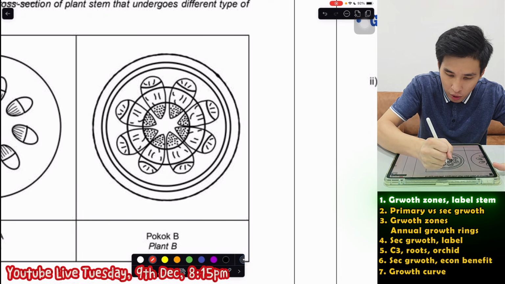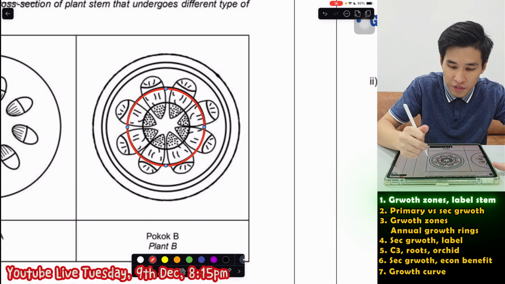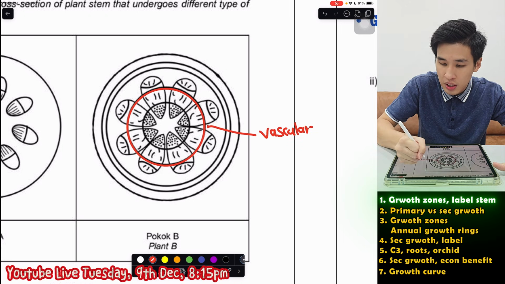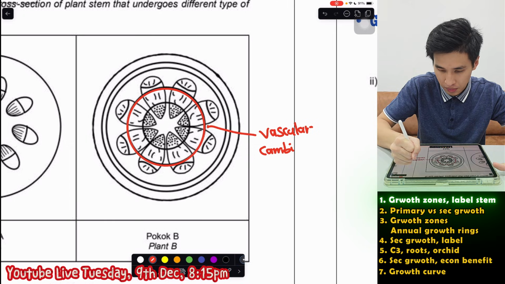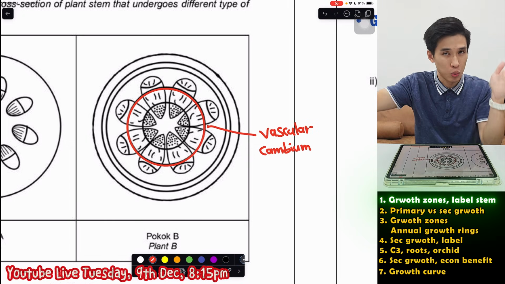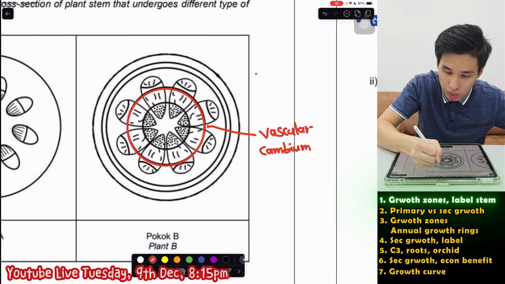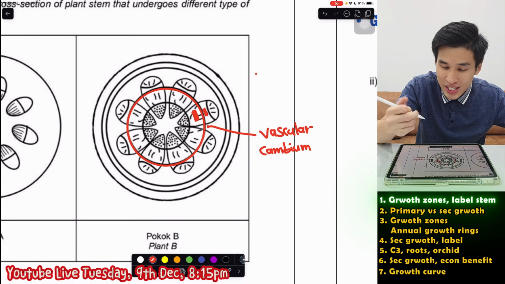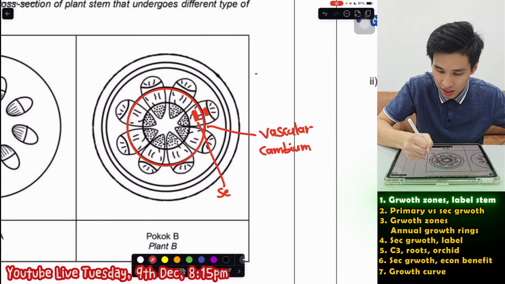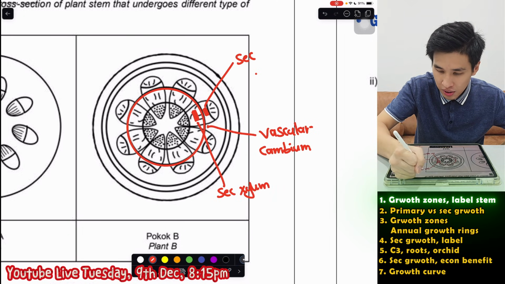So first, start from the ring. This is called the vascular cambium. That is the tissue that forms your xylem and phloem. So during secondary growth, it will undergo mitosis inwards and outwards to form the secondary xylem and phloem. The ones that are closer to the ring are your secondary tissues. So the inside one is xylem, so this is secondary xylem. This one is secondary phloem.